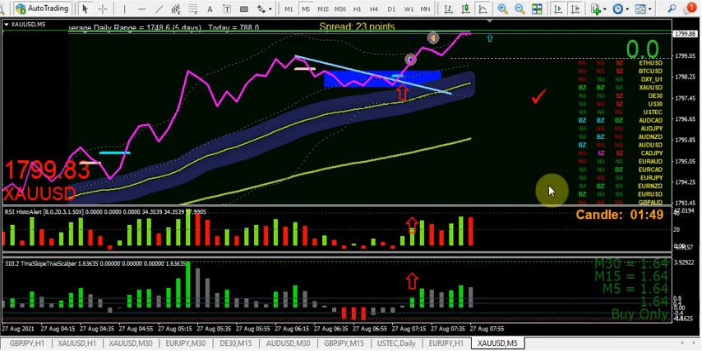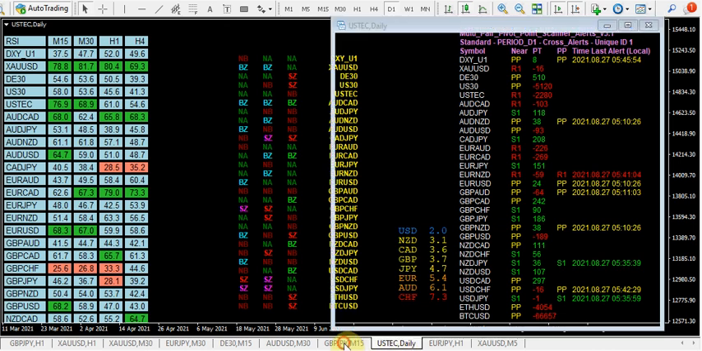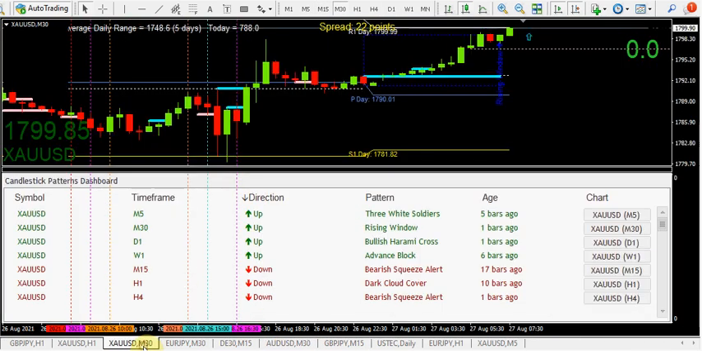And then down to the 5-minute chart. Oh, sorry, no, forgot the candlestick chart. Where was that? Let's have a look. Sorry, I've got so much going on here. Ah, there it is there.